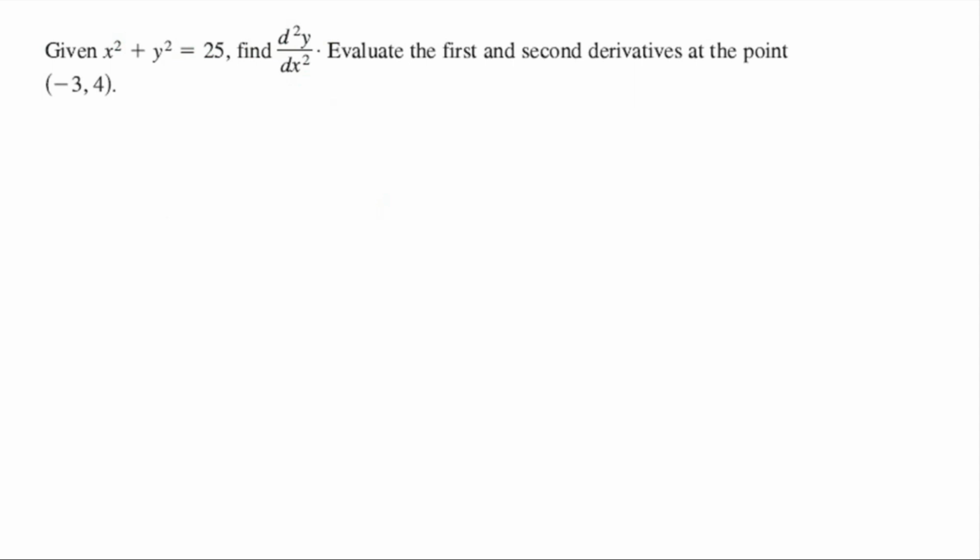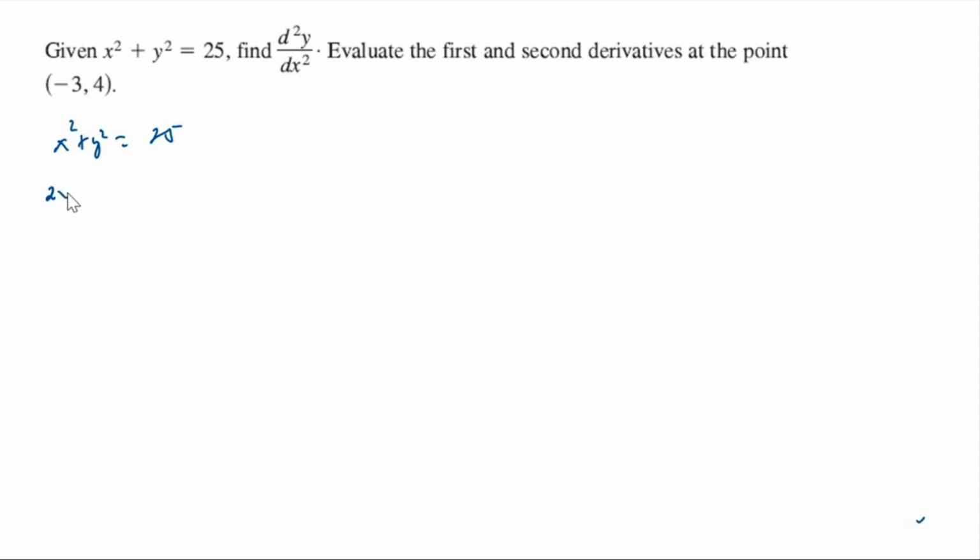Next, given x squared plus y squared equals 25, find d squared y over dx squared, which is actually the second derivative. Evaluate the first and second derivatives at the point negative 3, 4. First, we are going to take dy over dx. We have x squared plus y squared equals 25. Then take the derivative of that using implicit differentiation.